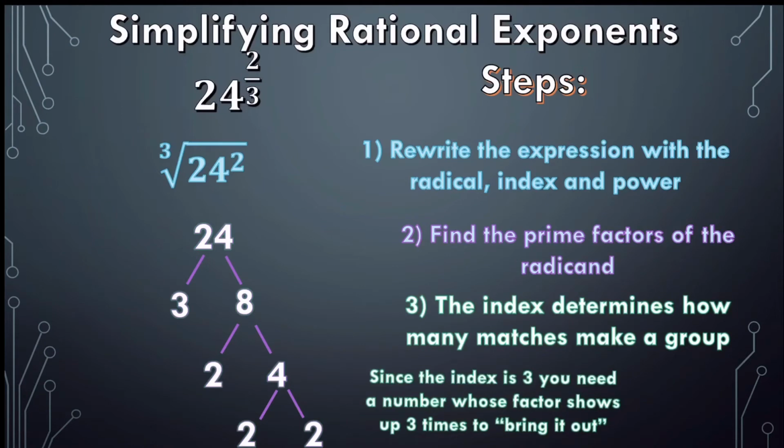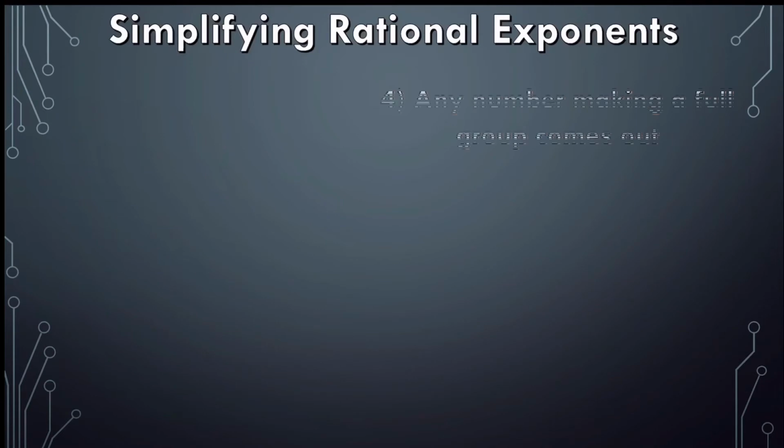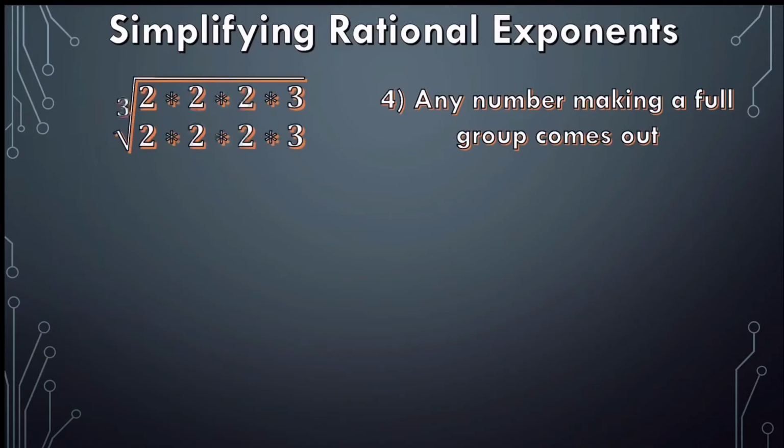So since my index is 3, I need numbers whose factor shows up 3 times. That's what I'm going to bring out. And you'll see what I mean by this in a minute. Okay? Any number that makes a full group will come out. What do you think I mean by come out? Well, take a look here.